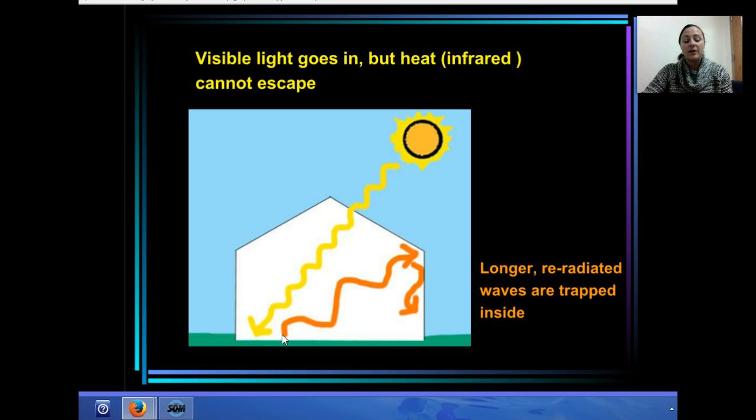Well, then those plants, and that table, and any substance inside that house, or any substance on Earth, will then re-radiate that energy as heat energy, as long wave radiation. And that is what gets trapped in our atmosphere, and in this case, in our house. So we call it the greenhouse effect because it simulates a greenhouse.